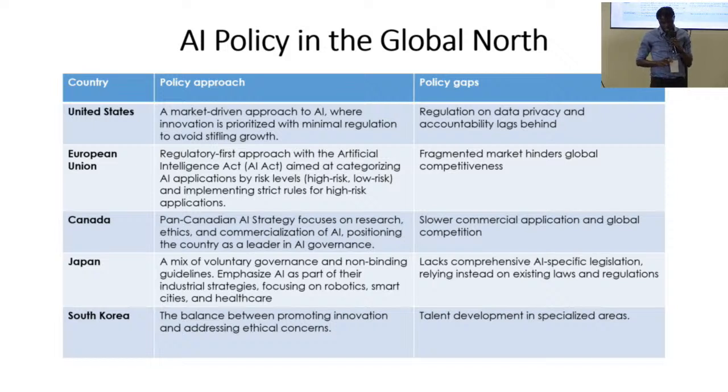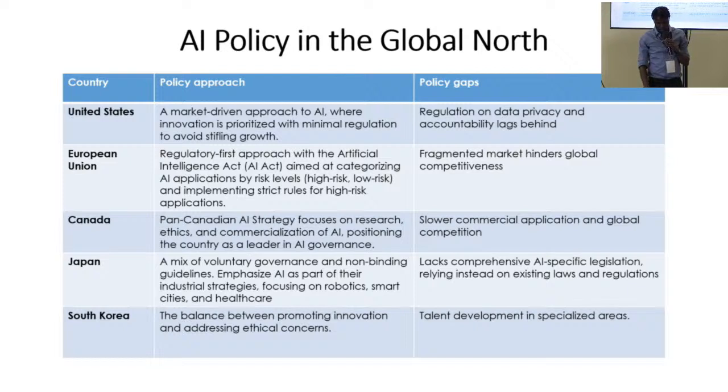And when you look at Canada, their AI policy approach is actually on research ethics, and also considerations of human rights. One of the key policy gaps there is lower commercial application and global competition. And Japan actually has a mix of voluntary AI governance and non-binding guidelines, with emphasis on industrial strategies and focusing on robotics and smart cities, and also healthcare. The policy gaps that we found is that they lack comprehensive AI-specific legislation, and they instead rely on existing laws and regulations.